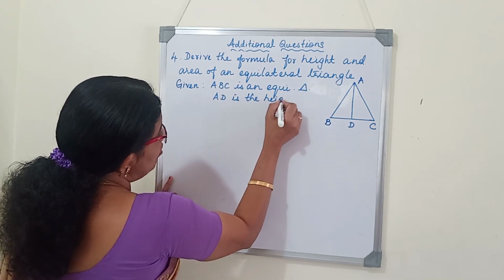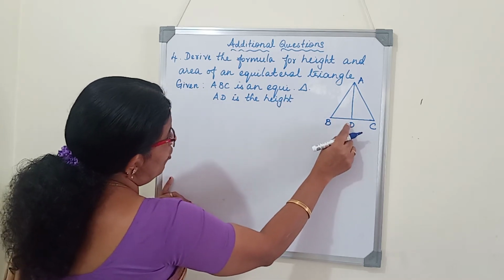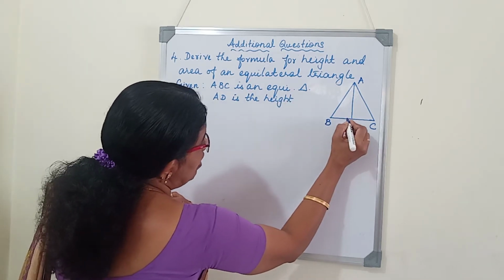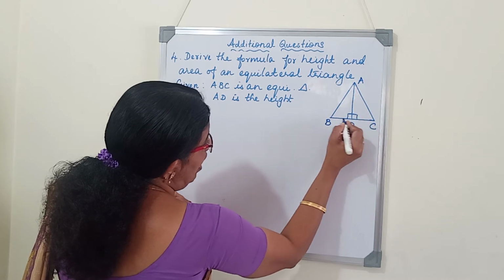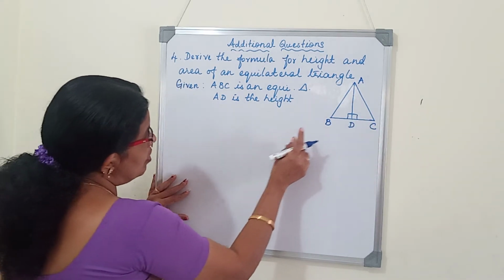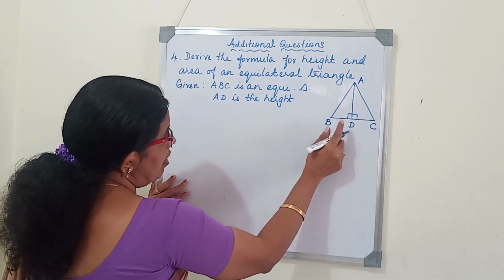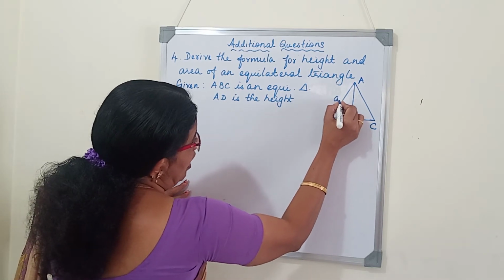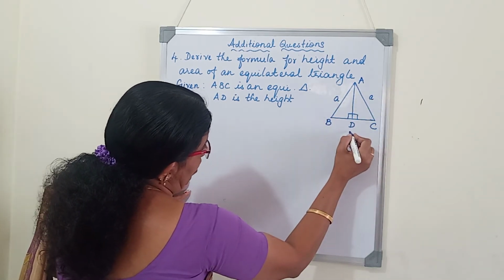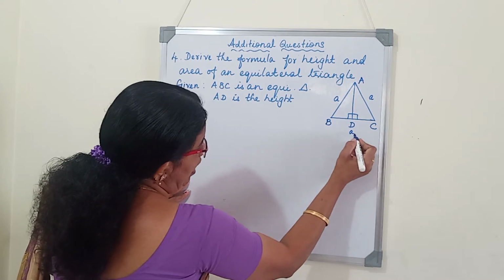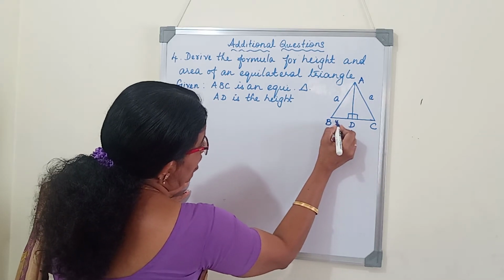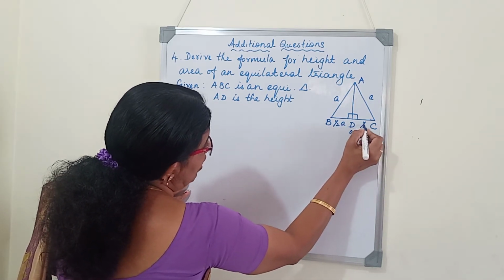We are going to derive the formula for height and area. As AD is the perpendicular, the angle will be 90 degrees. First we will find the height. All the sides of an equilateral triangle are equal to A. As BC is A, BD and DC will each be half of A.